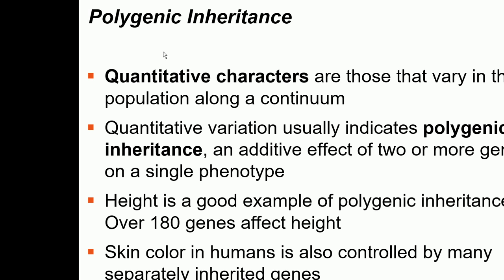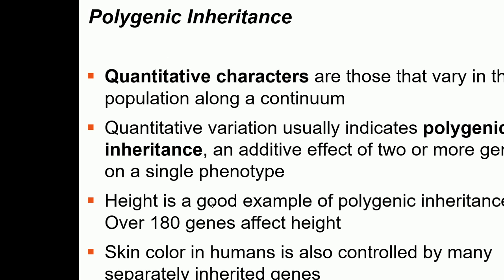Okay, what is polygenetic inheritance? Polygenetic inheritance is that inheritance pattern of some characters like skin color or height, where more than two genes are involved. An additive effect of two or more genes on a single phenotype. Example, height. Over 180 genes affect height. We are talking about genes, we are not talking about alleles here. We are talking about genes. 180 different genes are involved in the height.